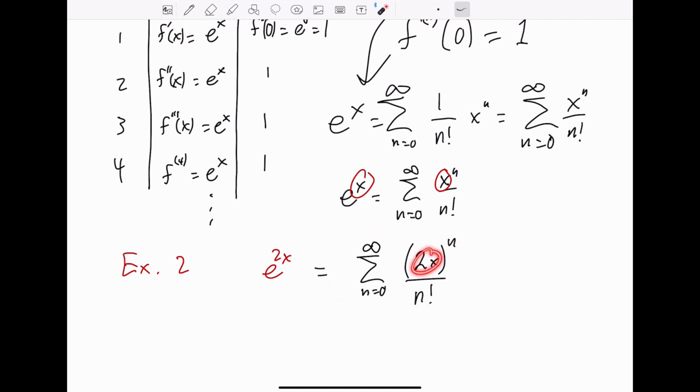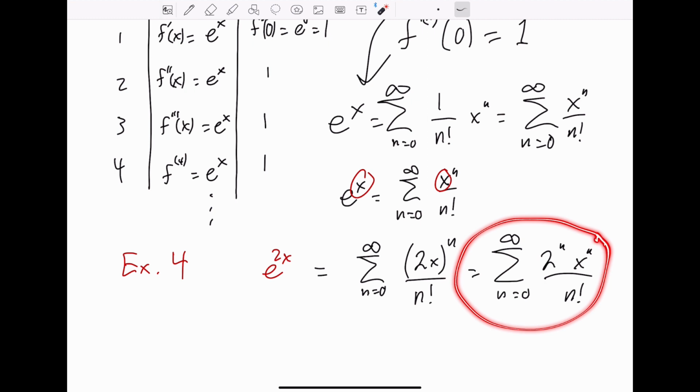If we have 2x to the n, that's the same as 2 to the n times x to the n. So we could write this as the sum from 0 to infinity of 2 to the n x to the n divided by n factorial. If you look at the answer that we found in example 2, the function is exactly equal to this. We found the same Maclaurin series for e to the 2x.